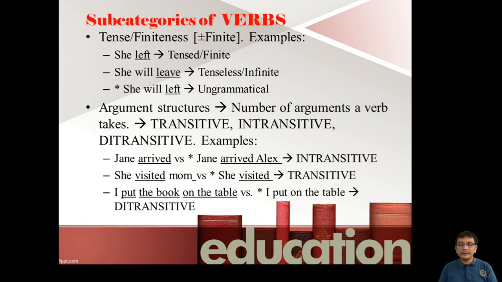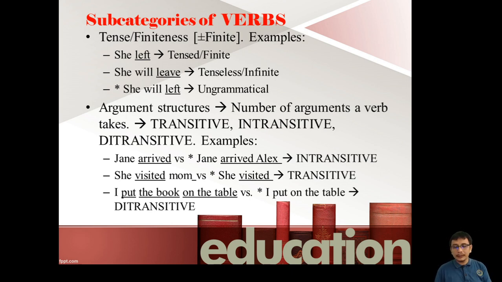We can also divide the verbs by the number of arguments, the number of objects they can contain. For example, we have intransitive verbs like arrive. It is ungrammatical to say "Jen arrive Alex" because arrive is an intransitive verb that does not require an object. While visited, in contrast, is transitive. So we can say "she visited mom," but we cannot say "she visited" because there is something missing, the object. Visit needs an object.